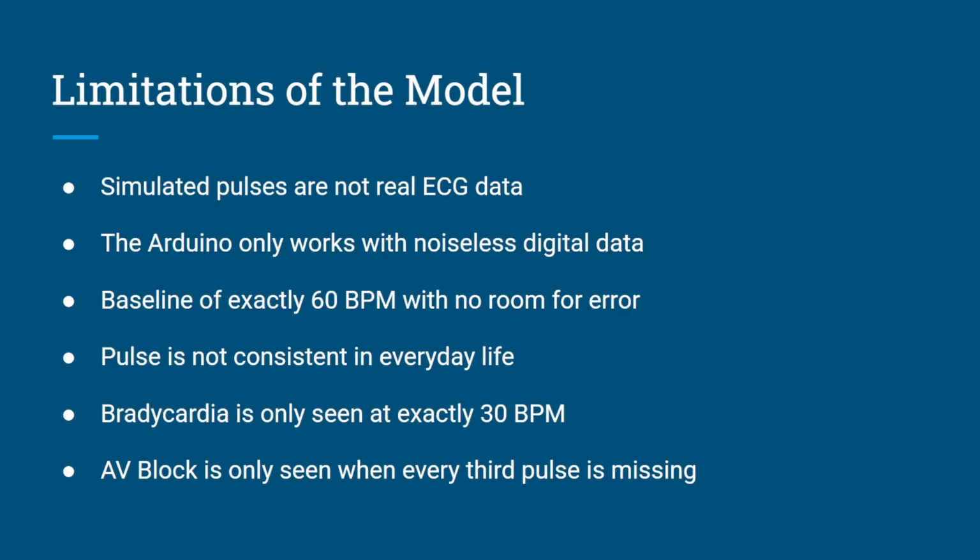So there are a few limitations with the current iteration of this model. For instance, simulated pulses are not actually real ECG data. There's a lot of approximations going on, and the Arduino only works with noiseless digital data right now. If I were to plug this into an actual ECG, it would not give me the same outputs. I'm also only using a baseline of 60 BPM with no room for error at all. So if there were a very slight delay, which would be normal for a human heart, it would not be registered in this current iteration.